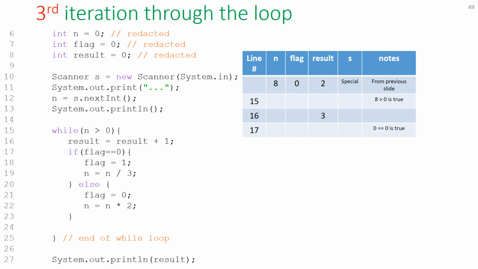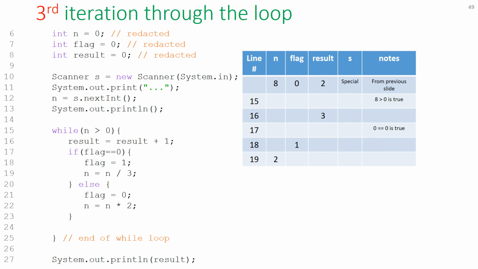Line 17, guess what? Yes, I'm going to flip again to the first part of the if. Last time I executed this, this time I'm executing that. That toggles flag. Flag was 0, is going to be 1. Next time around, it will be back to 0, then back to 1, then back to 0. Okay, so I get the idea here. And then n equal n divided by 3.